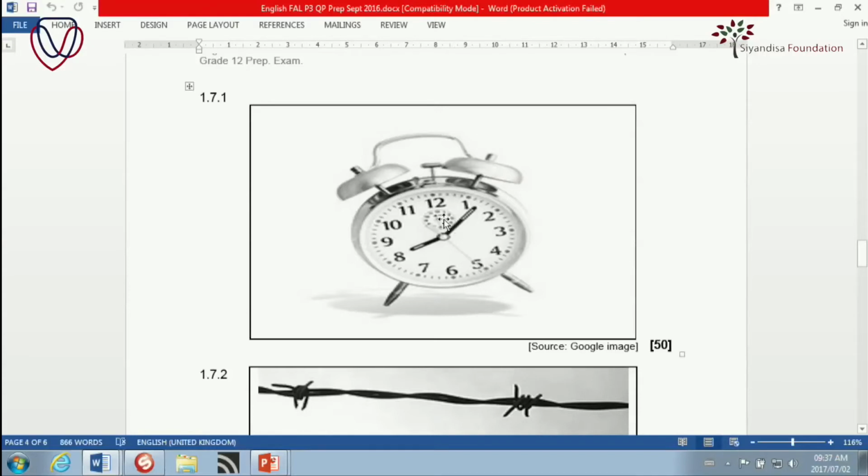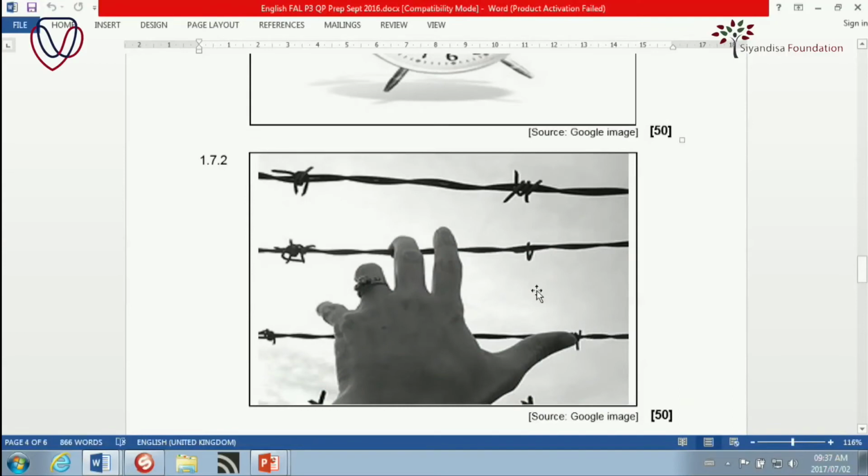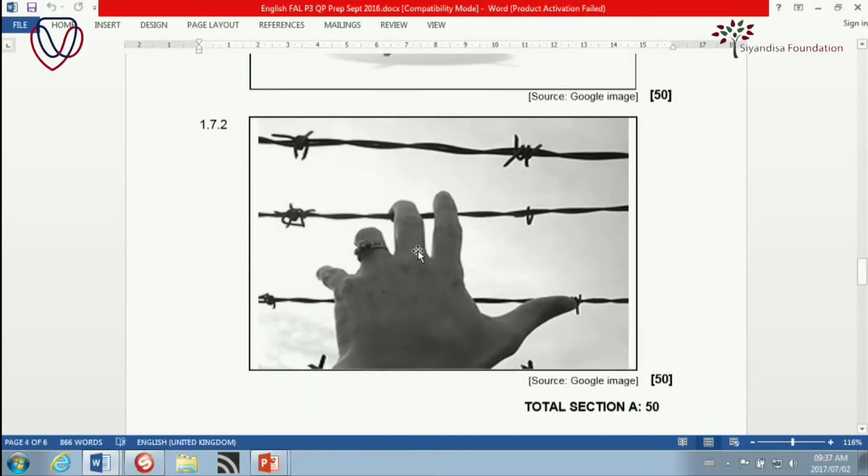And there's the little thing that you turn to set the alarm. So that's what you have there. You will notice also, it would seem to me that the alarm clock is ringing because one leg is off the floor. Okay, now the second one. That, to me, looks like barbed wire, and there's a hand stretching up and holding on to the fence. All right, so there are your two topics.